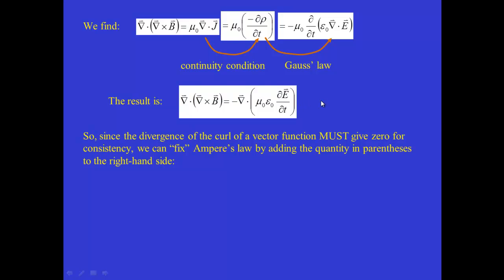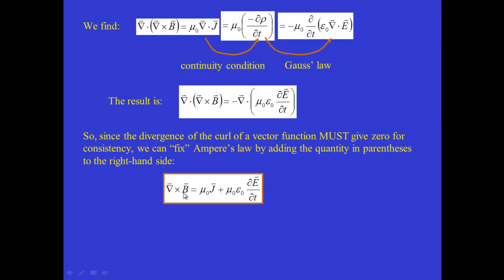So if I do that, it will guarantee that when I take the divergence of the curl of B, I'll get 0. Because remember, the divergence of mu naught J gives me this term up here with a minus sign in front of it. So that then, adding this term to the right, if I take the divergence of both sides, I will get 0. So totally mathematically, in an abstract way, Maxwell fixes up Ampere's law by adding this extra term.